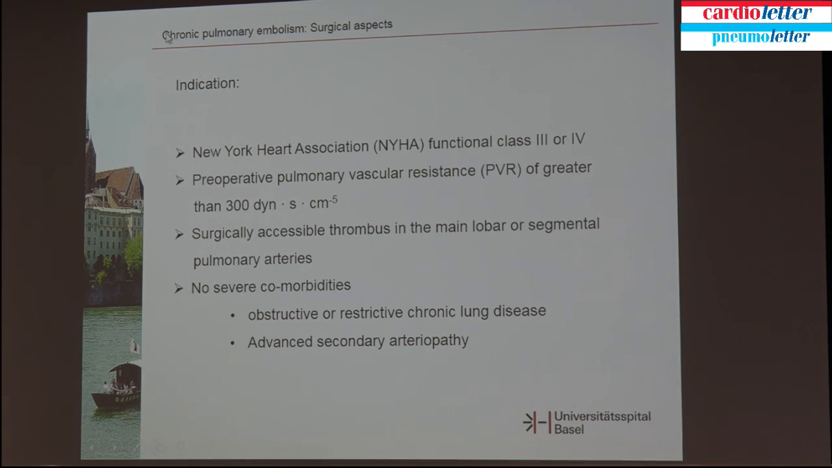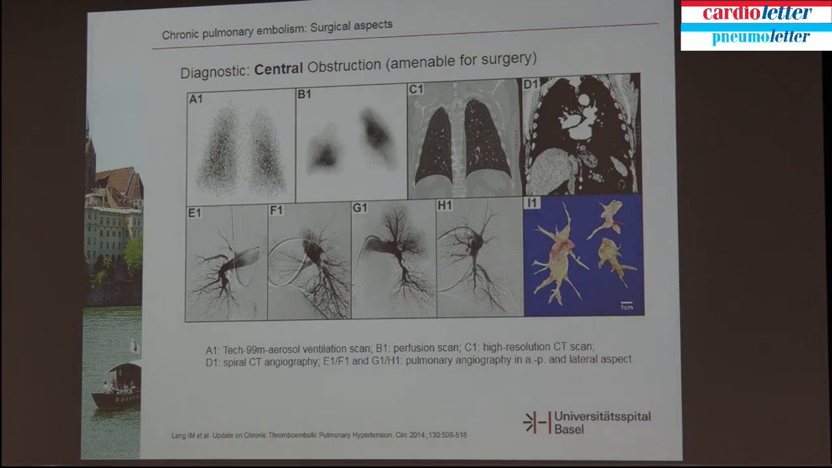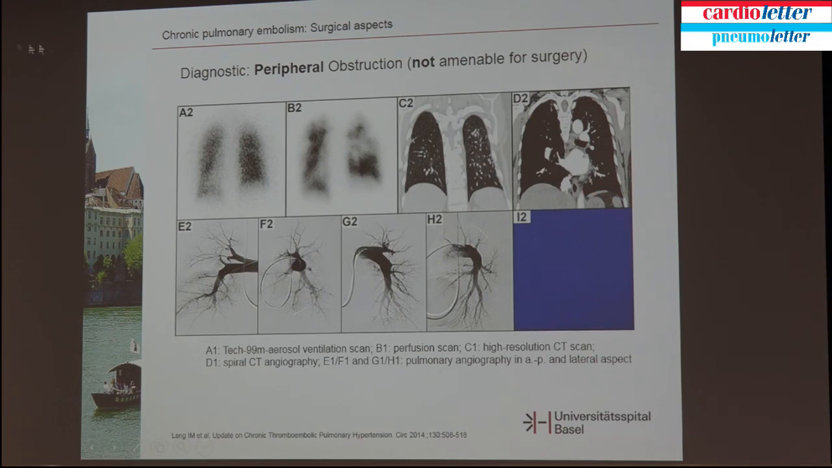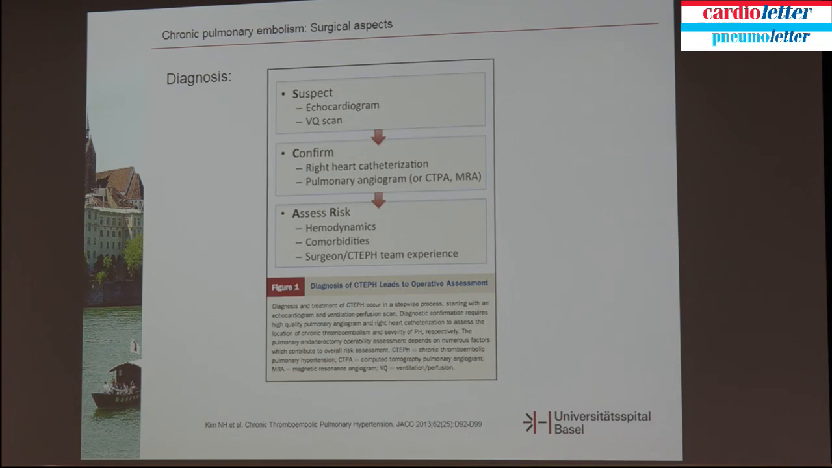The indications for this operation: patients have to be in NYHA class 3 or 4. Preoperative pulmonary resistance has to be greater than 300 dyn·s·cm⁻⁵. It has to be surgically accessible in the lobar or segmental pulmonary arteries, and patients shouldn't have a severe comorbidity. We need a diagnostic setting with a ventilation and perfusion scan and a multi-slice CT pulmonary angiography, and in the end, this kind of patient qualified for surgery with an embolectomy of these thrombi. And this patient, with a patchy, mosaic aspect and a very distal subsegmental arteriopathy, had no surgical indication, so he wasn't operated.